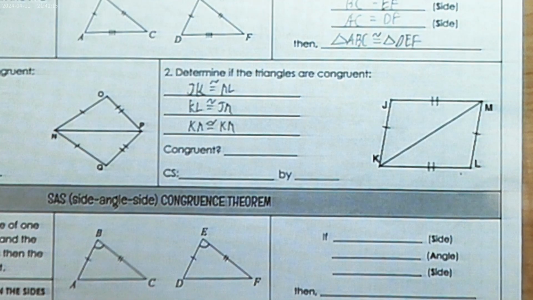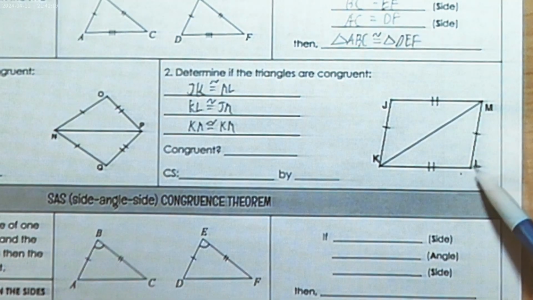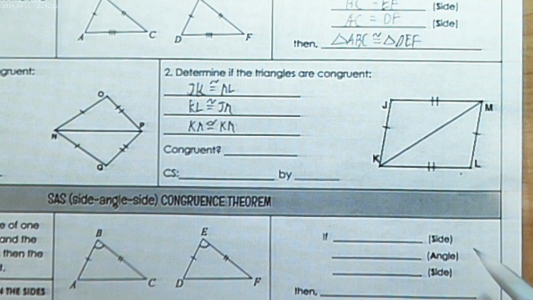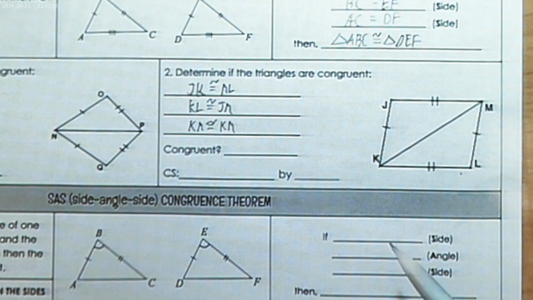And so if you just said JK is congruent to ML, which it absolutely is, and KL is equal to JM, which it absolutely is, and based on that you said they are congruent, then your proof would be incomplete. They are congruent by the side-side-side congruence theorem.